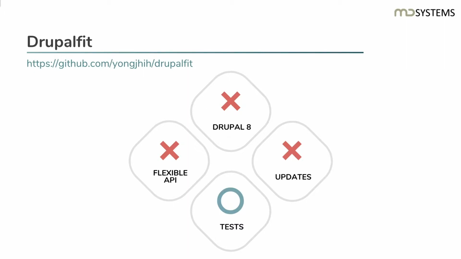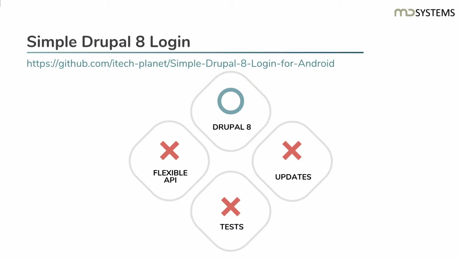But it was kind of hard to use because first it was in Drupal 7, and as you may know, the difference between REST in both versions is big. It didn't have a flexible API. You couldn't define many things. You couldn't change what information you were getting back from the calls. It didn't have updates for quite a while, so that was also a no-go. But it had tests, which is important, I believe, and that was a good point.